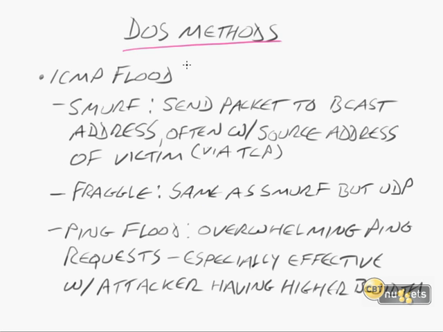Other kinds of DoS methods you might see would be the ICMP flood. Now remember, a ping is an Internet Control Message Protocol type of message, and what we do with this is you'll use a Smurf attack. At least that's what it's called. That's not a technical term. But the effect of what it does is it sends a packet to the broadcast address, often with the source address of the victim. So let's go ahead and take a look at how that might look.